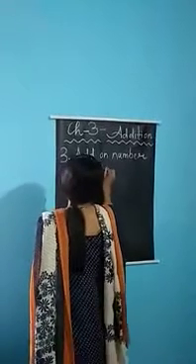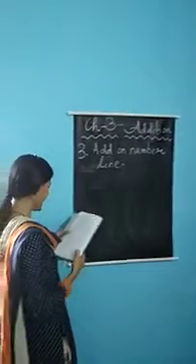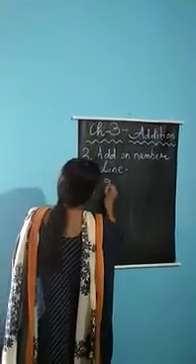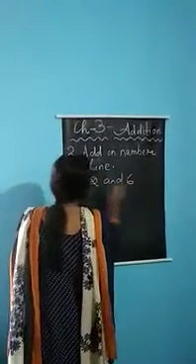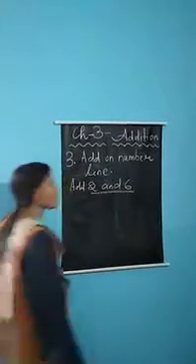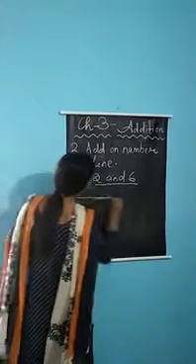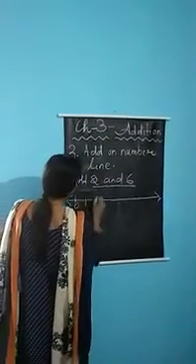Add on number line. Okay, so let's take an example. Suppose I have to add 2 and 6. What will you do? Yes, we will make the number line.